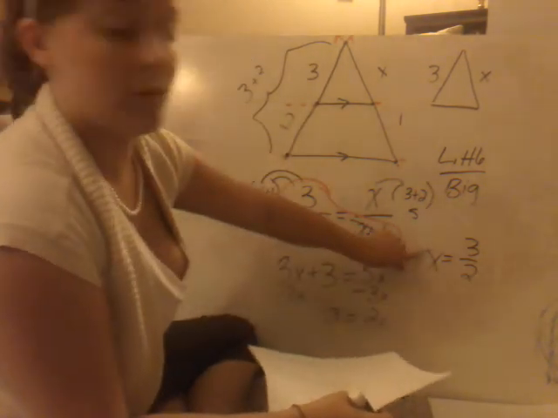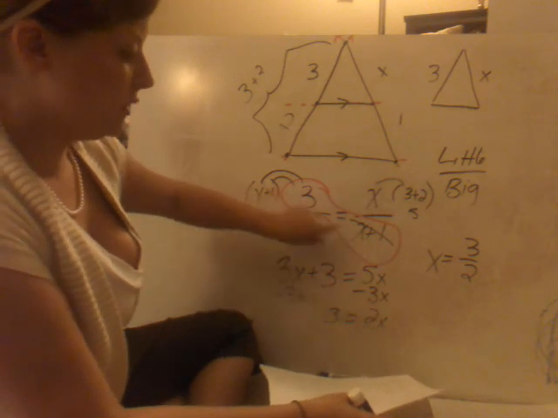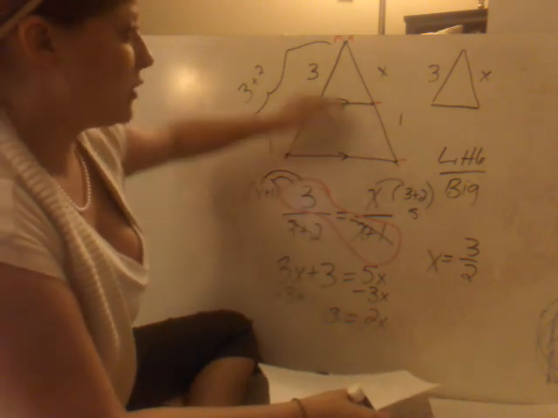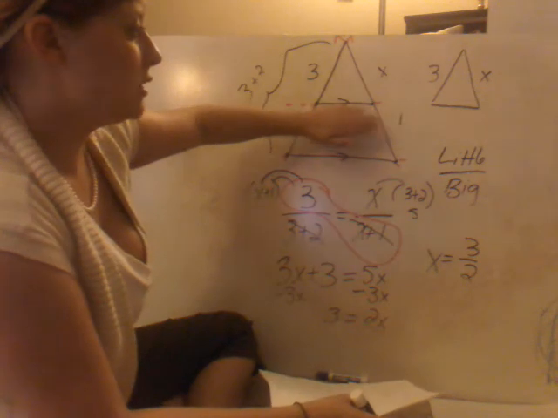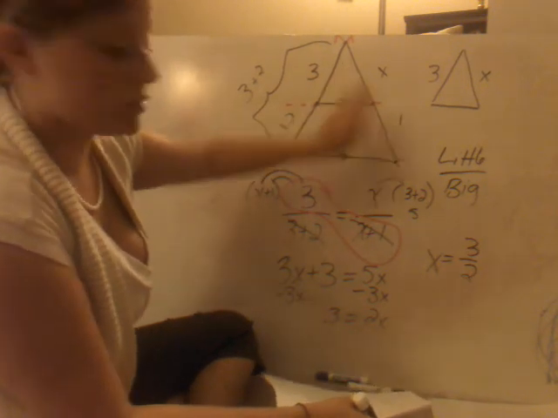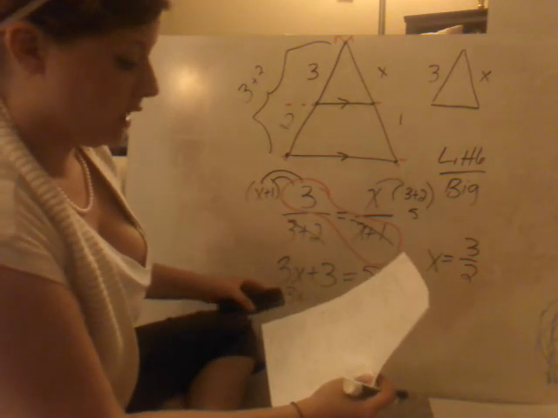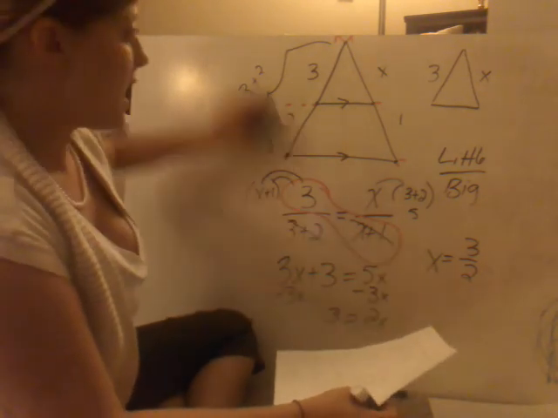That was a really bad x. Sometimes it's just really bad. Okay? So I cross multiplied, and it was originally set up with the little triangle information over the big triangle information because it's proportional. Alright, so the answer for number 3 is 3 over 2, or 3 halves.